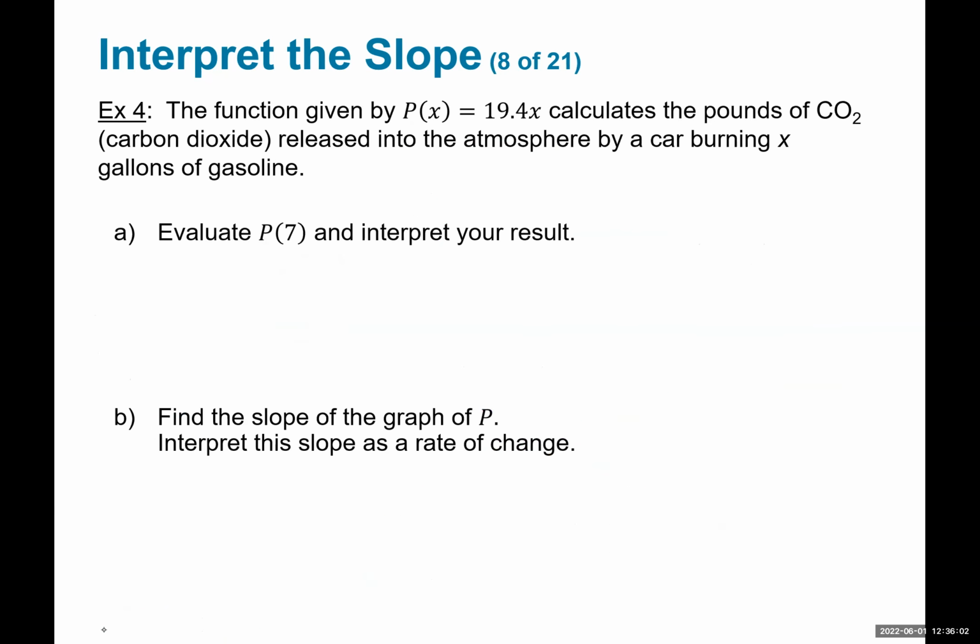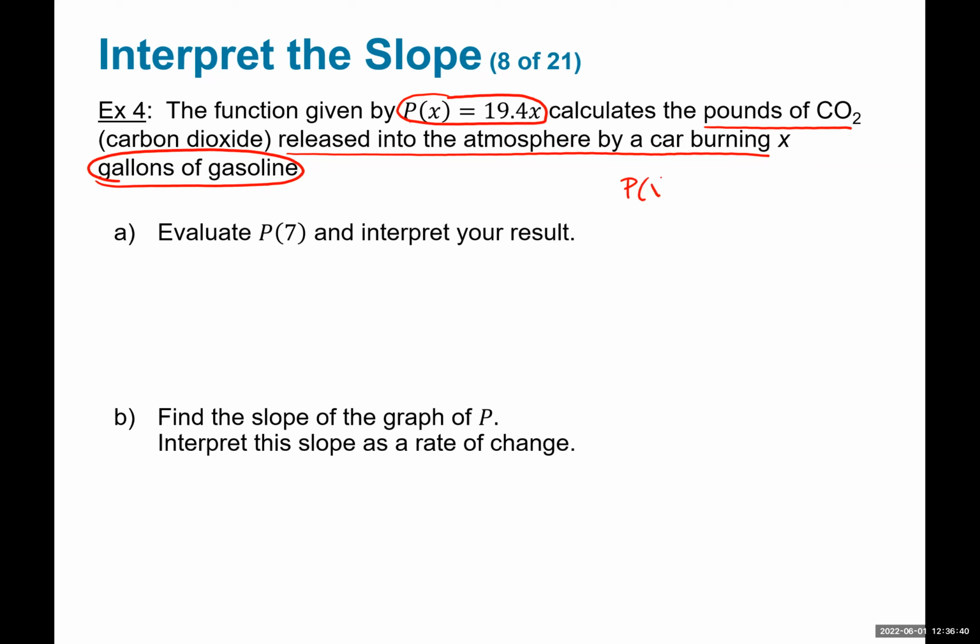All right, let's do another interpretation of slope. This one's a little bit more chemistry based. The function P of X, see, remember I told y'all these are just names. You can give it any name you want, A, B, C, D, E, F, G, don't matter. P of X equals 19.4X, and it calculates the pounds of carbon dioxide released into the atmosphere by a car burning X gallons of gasoline.